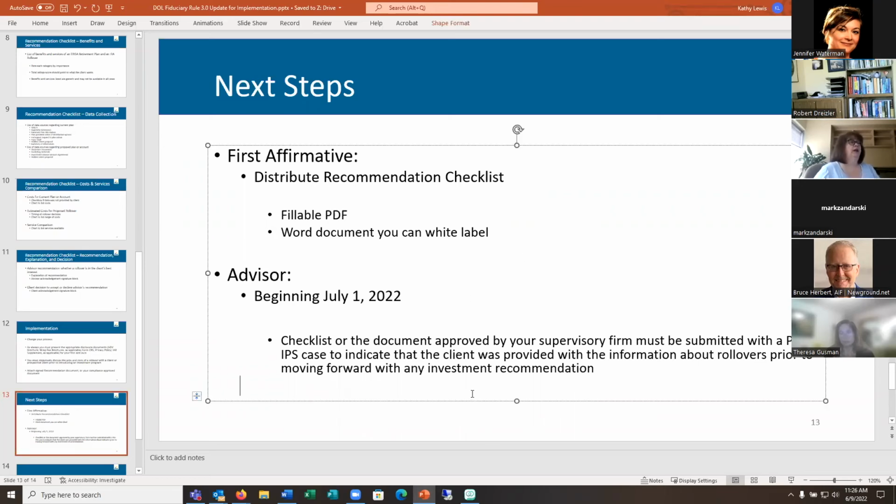You should check with your supervisory firm to see what they require, so that you can attach whatever it is prior to the pre-IPS and the pre-IPS case. So unfortunately, I have to make Steve and his team, our service team, the bouncers at the door, and they can't let you in to open a new account until that document is received.